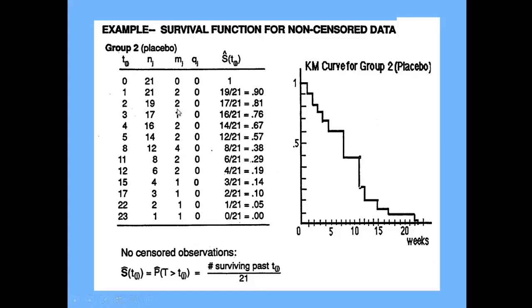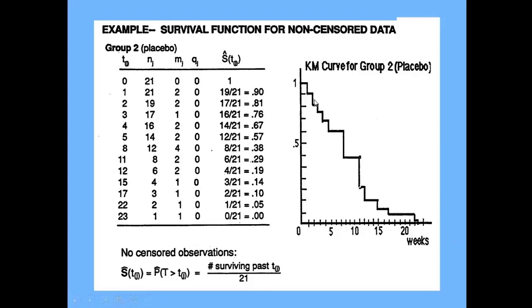Well, 2 more people failed. Okay. Now, I don't have to worry about people who were censored here. So if I want to ask how many of the 21 people I started off with survived past time 2? Well, 2 people failed at time 1 and 2 people failed at time 2. So 17 people survived. So it's 17 over 21. So I'm getting all these probabilities by considering the number of failures and dividing by 21. And I get these numbers, 0.90, 0.81, so on, and then I plot them.